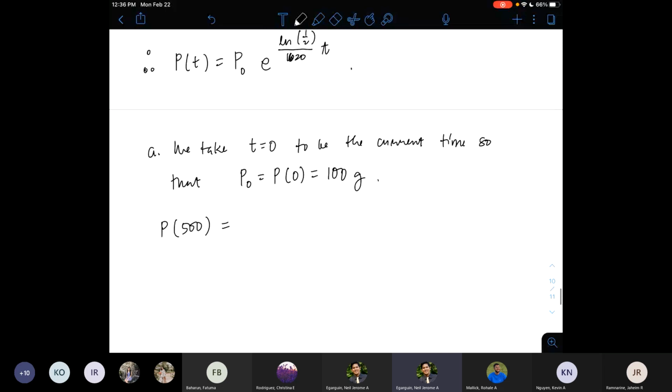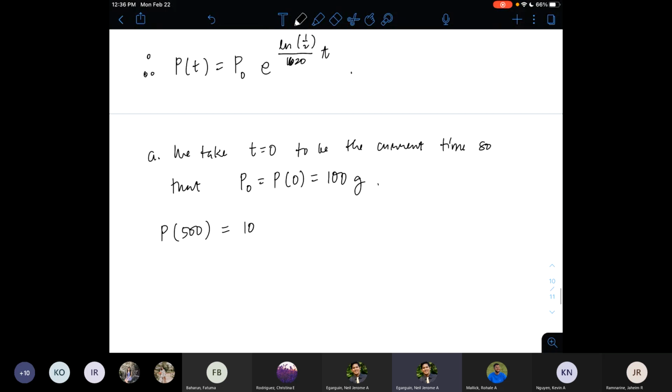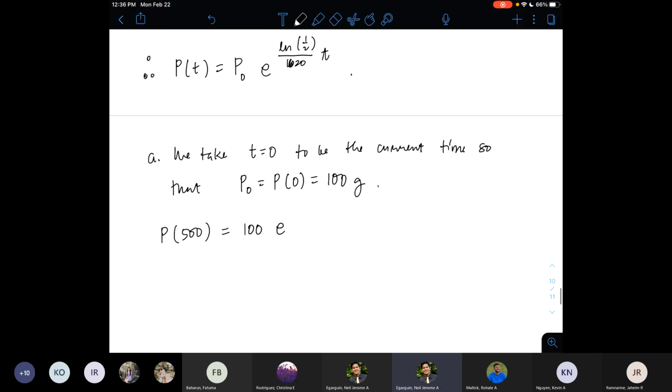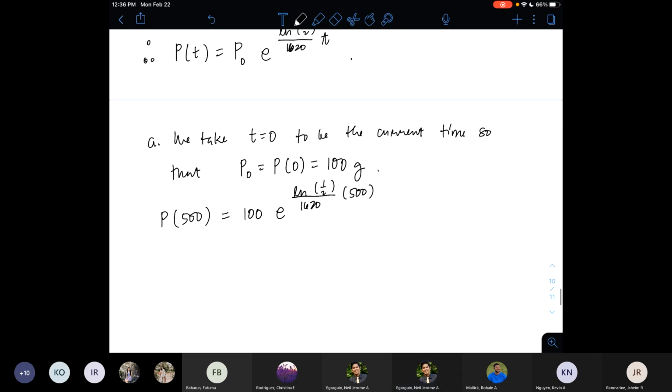So this will just be P sub 0, which is 100 grams, times e to the ln of 1/2 over 1620 times 500. And that would be it. This would be the number of grams present. This is easier because you will not be expected to simplify this if it's a written homework or if it's in the exam. You can leave your answers like this, right?